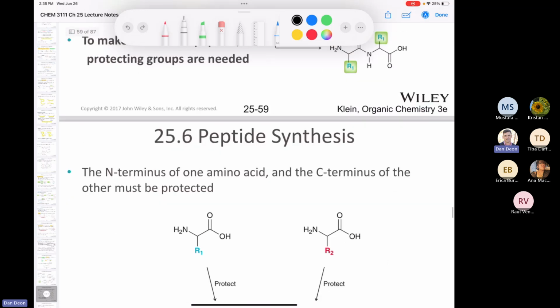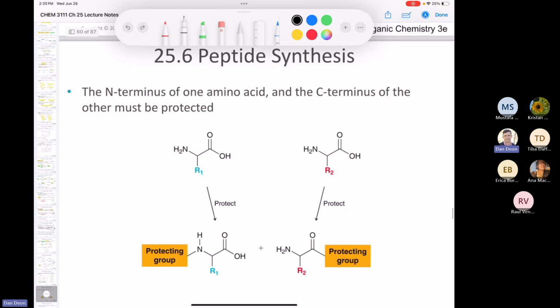That sounds miserable. And so what we need to do, let's say we just want to make the coupling between this carboxyl group and this amino group. Well, in that case, we need to mask the functionality of this amino group, and we need to mask the functionality of the carboxyl group, right? So how are we going to do that?